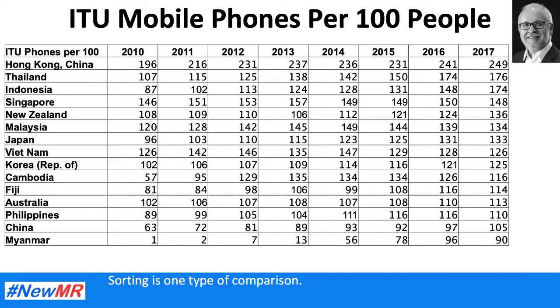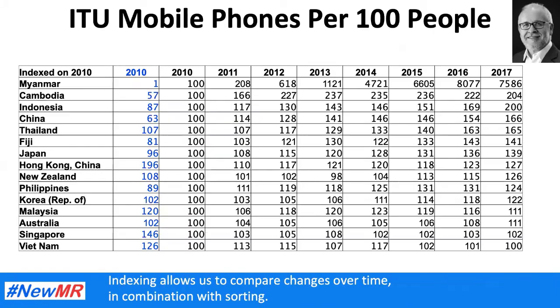And the bottom row we can see is more interesting. Myanmar used to have very, very few phones in 2010, 1 per 100 people. And now it's 90 per 100. Now that's not 90% of people having a phone because it's some people having 2 phones and 3 phones. But we can see there has been quite a dramatic difference. And that comparison of doing the sorting and looking at the biggest versus the smallest reveals that information.